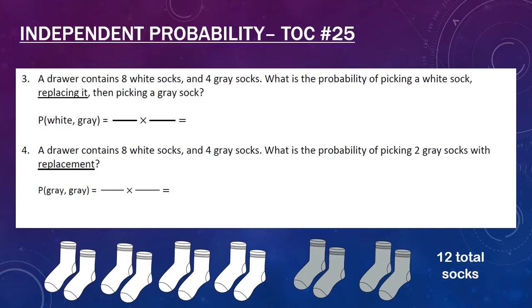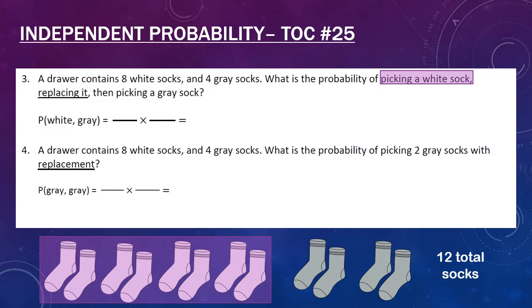And they're asking what is the probability of picking a white sock? So if we look at our first example, we have 8 white socks out of 12, which is our total. So 8 is our numerator, that's our favorable outcomes. 12 is our total outcomes, and so our fraction is 8/12.